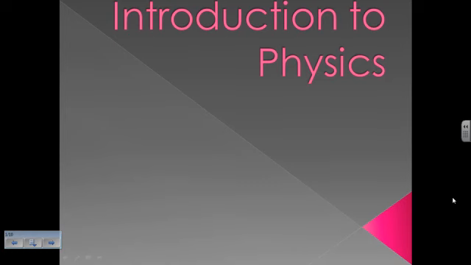The goal of physics is to gain a deeper understanding of the world in which we live. To that end, physics is the study of the fundamental laws of nature. These laws can be expressed in terms of mathematical equations.